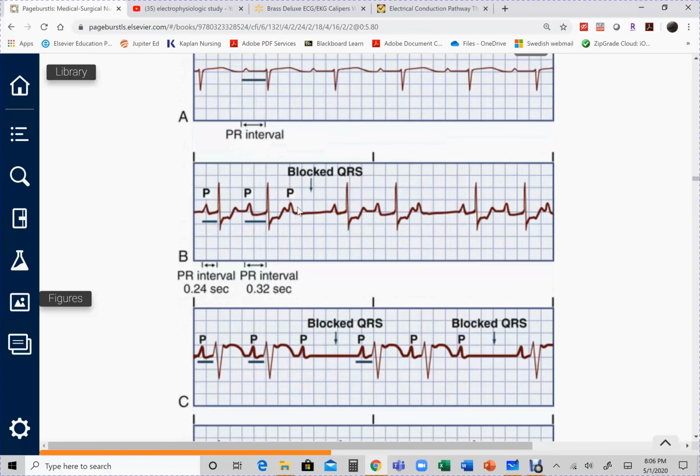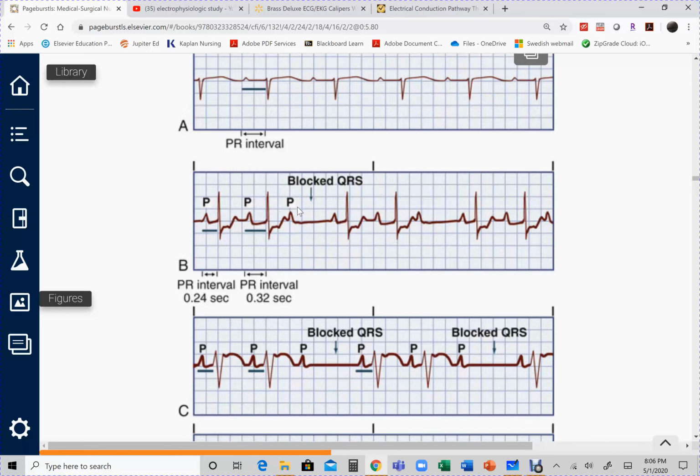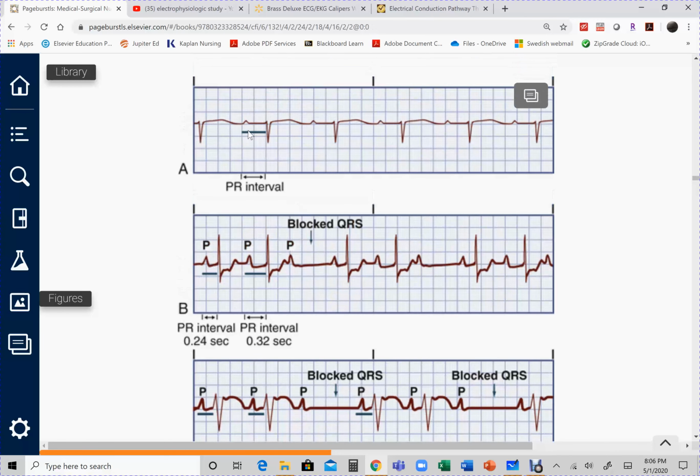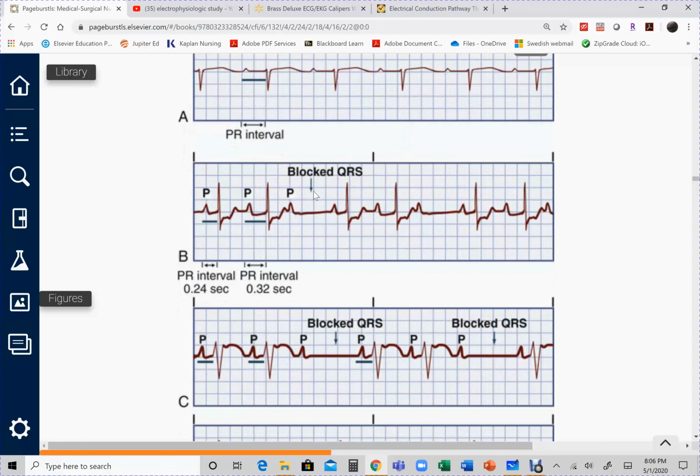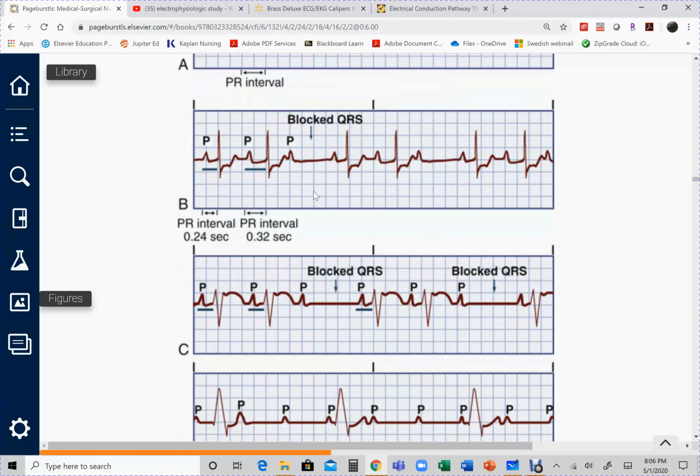It's type 2 now. No, second degree, sorry. First degree is your PR interval is long. That's the only thing wrong. In second degree type 1, the PR interval gets longer and longer, and then finally there's a blocked QRS. Okay, so this is long, gets longer, and then disappears.